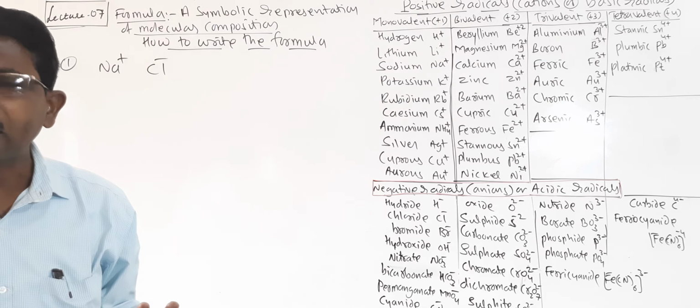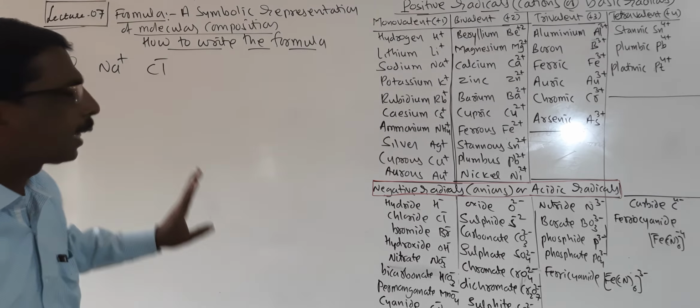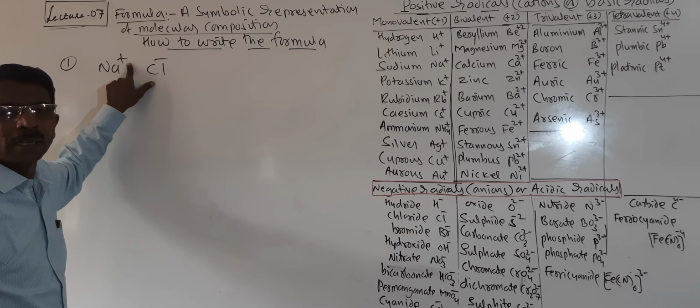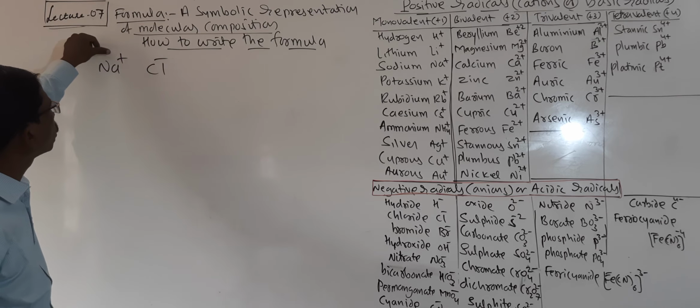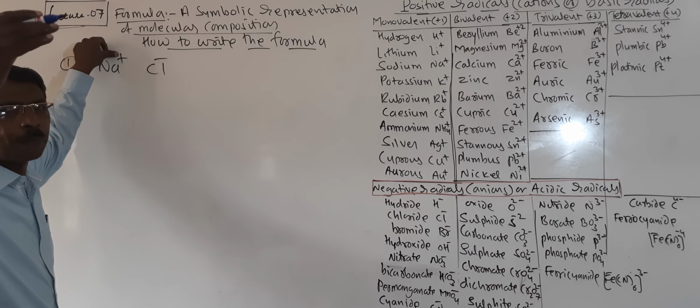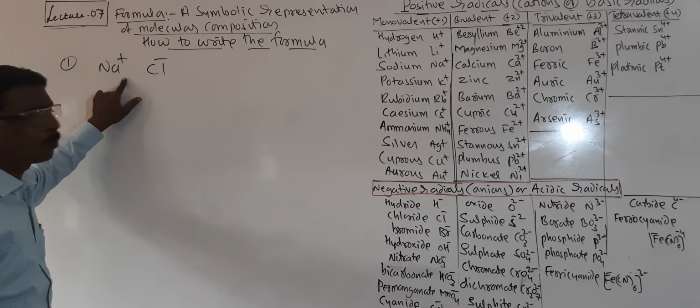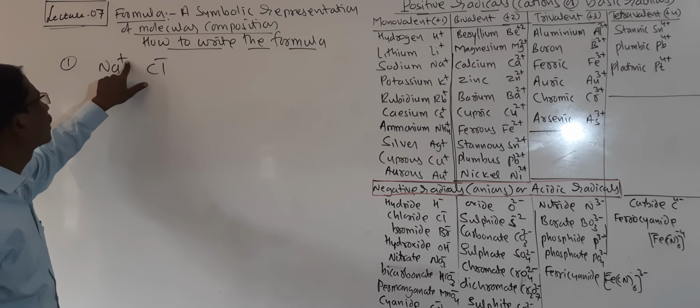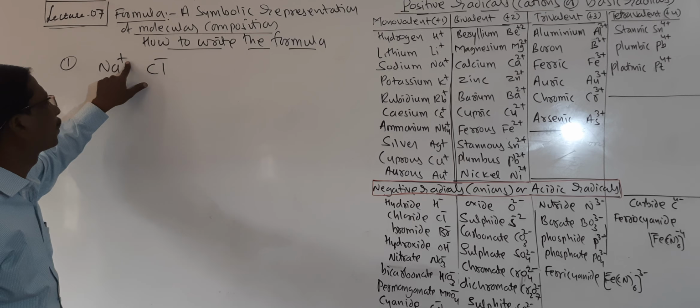And then what is the second rule? Their charges or their valence electrons must be written as a superscript. If you write at the top, it is called superscript. If you write at the bottom, it is called subscript. So the charges are written as superscripts.